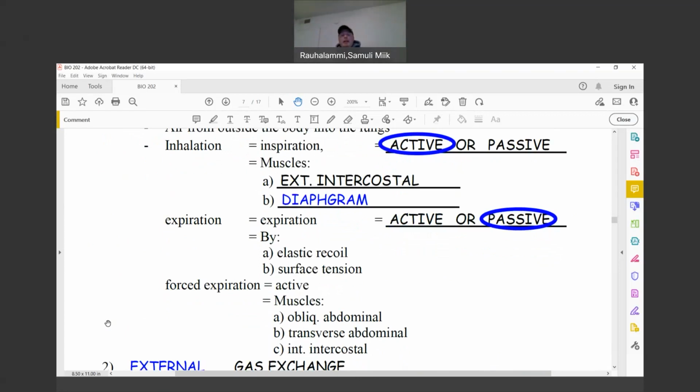So try to take a breath in. That took effort, but if you just relax, air will automatically flow out. So expiration is going to be a passive process, just due to the elastic recoil largely. You can, of course, breathe extra air out by forced expiration, which would be an active process and require muscle contribution as well.